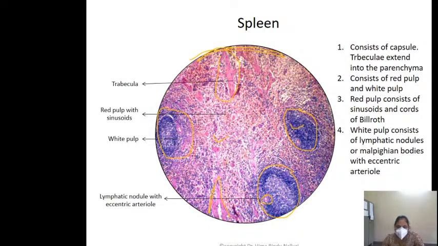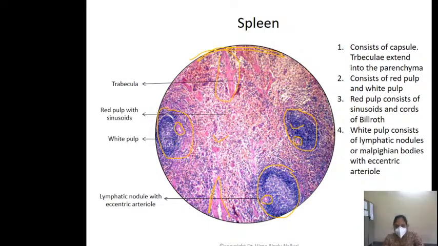Here I focus on 3 lymphoid follicles in this slide. All the 3 have the eccentrically placed arteriole. Here is the arteriole. Here is the arteriole. This is the lymphoid follicle and this is the arteriole. So a lymphatic nodule with an eccentric arteriole is the characteristic feature for identification of the spleen.